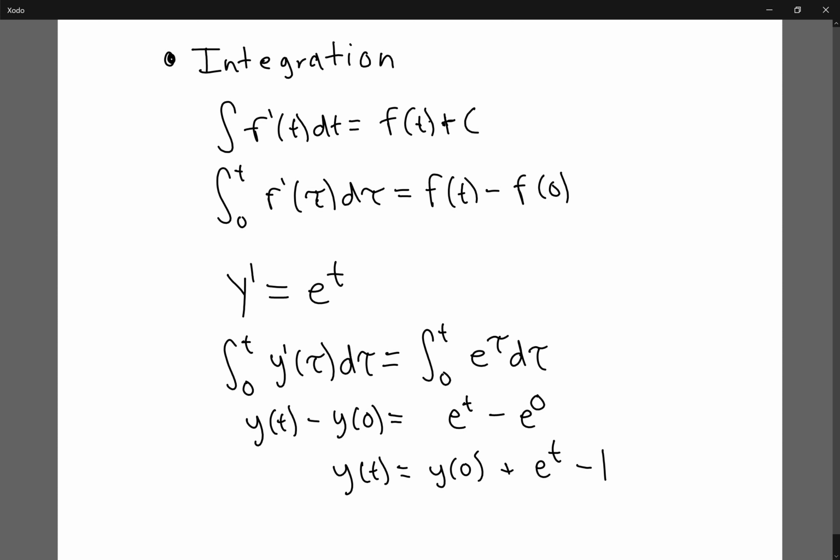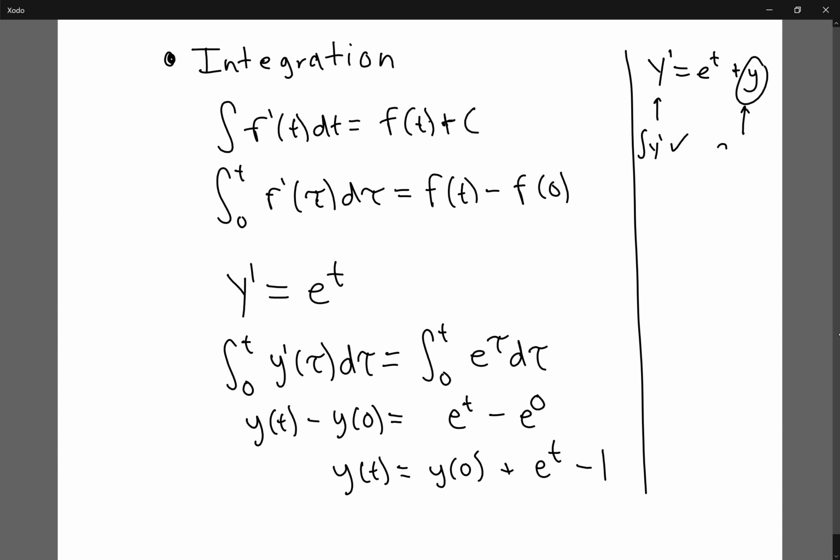The first uses some sort of educated guess, and then we check to see when that guess works. And the second uses integration. Now, the bad news is that this sort of method doesn't always work. If I change my equation ever so slightly, let's say I added a y to the equation, then you'll see that this method of integration is going to fail, because although I can integrate this side, that's no problem. On the other side, I have this y to deal with, and I don't know the antiderivative of y.